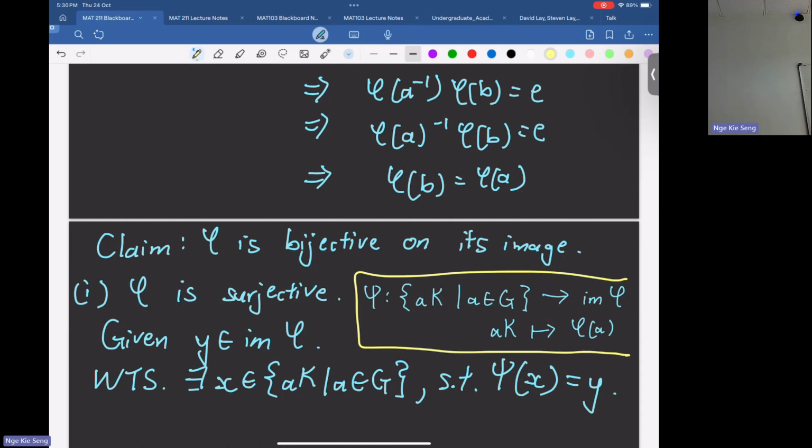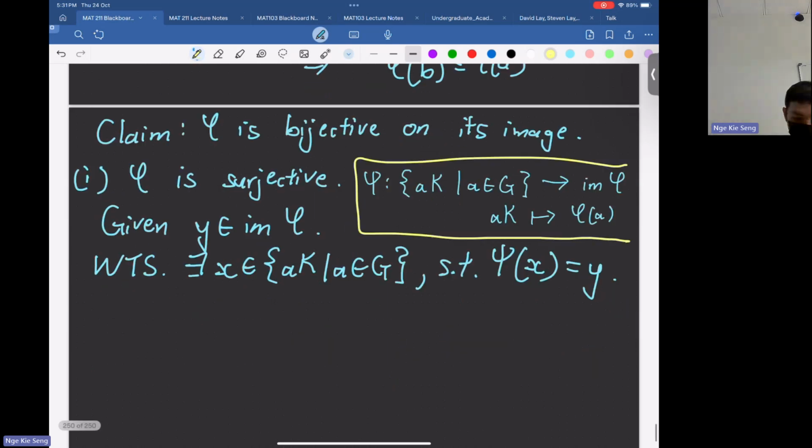Y is from the image of phi. But what does image of phi mean? How do you live on Mars? Last time I asked you, right? You must come from the moon. Sorry, come from the earth. So there's someone that gets sent to you.